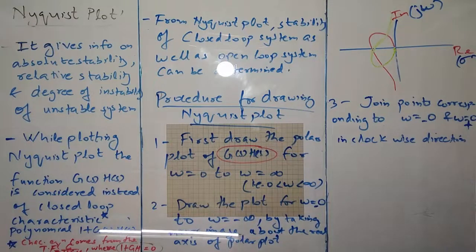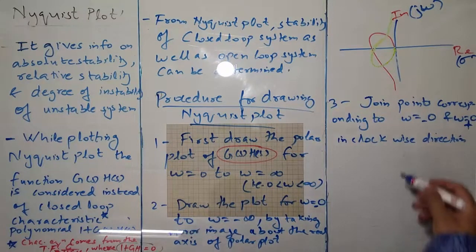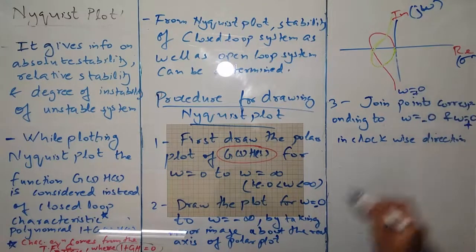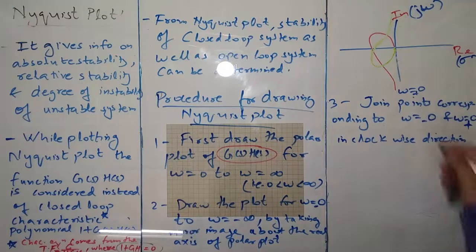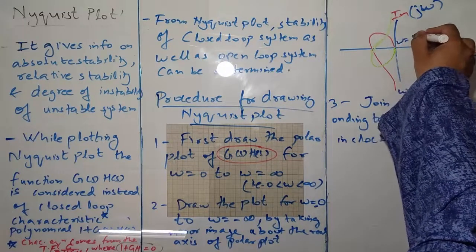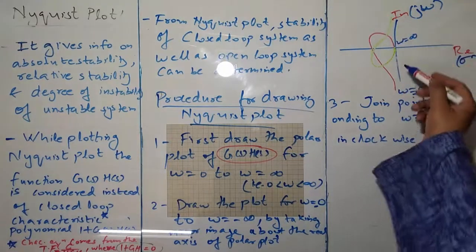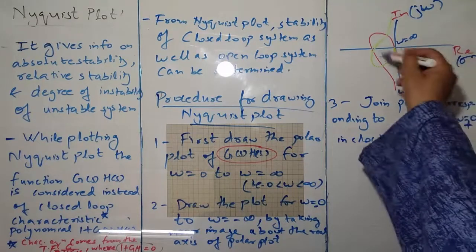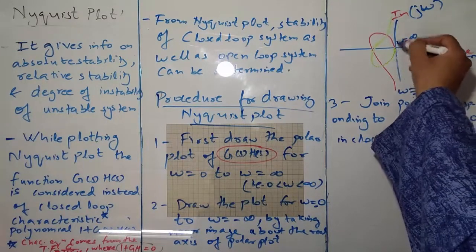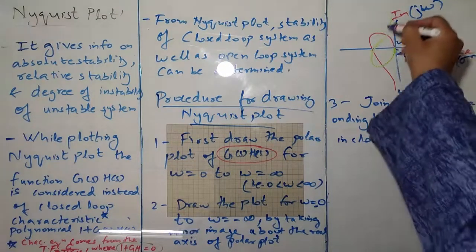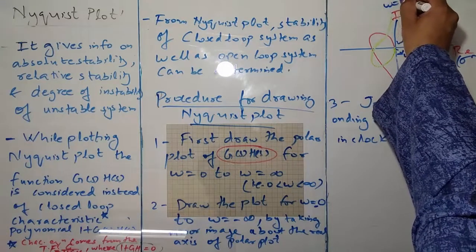So what are these points on the graph? If you remember in the previous graph that we drew for polar plots, the point omega equal to 0 plus was this. So this was actually plus 0, and this point was omega equal to infinity. So we drew from point 0 to infinity in this manner, and now we are taking the mirror image of this plot, and this point will correspond to omega equal to minus infinity, while this point will correspond to omega equal to minus 0.